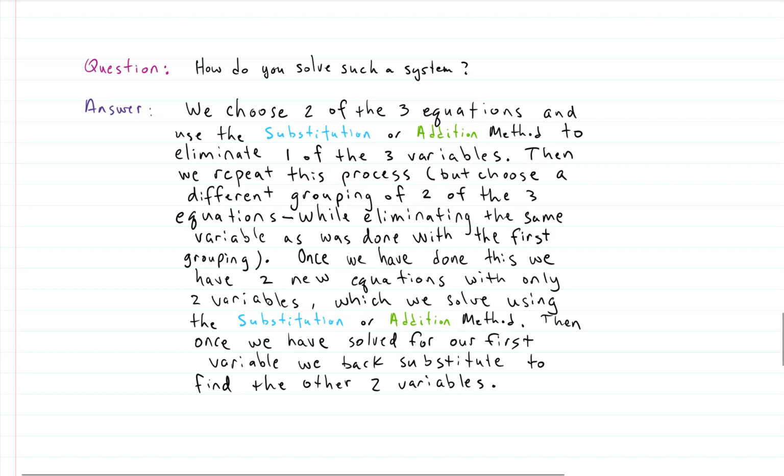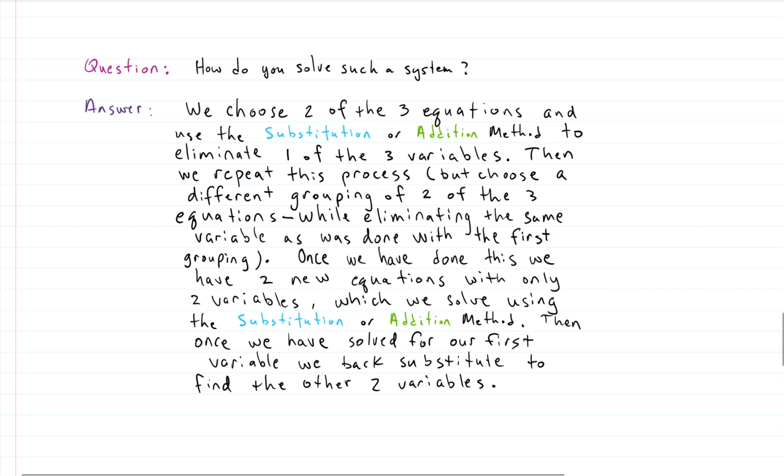So we'll take two of the three equations, and we use substitution or elimination to get rid of one of the variables. We take that new equation that we just found, and we put it aside. Then we go back and we repeat the process, but we choose two different equations from our three equations and eliminate that same variable, the one that we eliminated the first time. That'll give us another equation, which we take and put with our first equation that we found, and that gives us two equations with two variables.